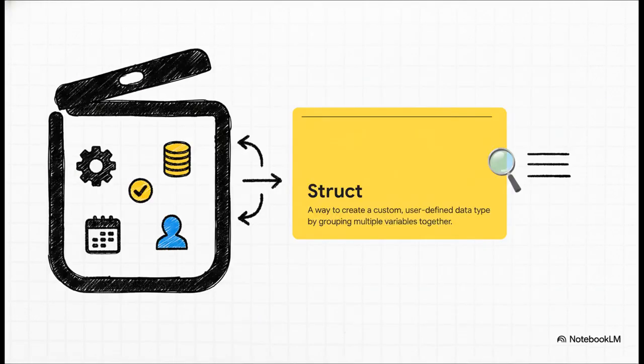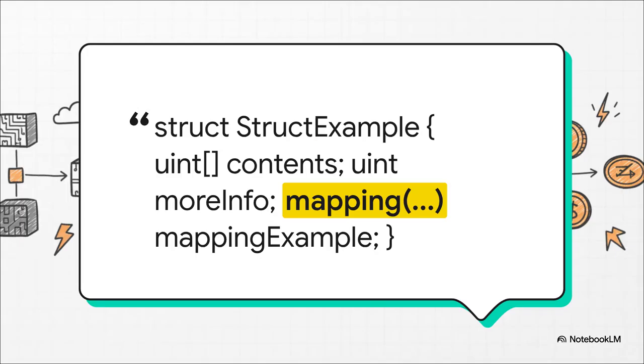But what if you need to group a bunch of different kinds of information together? Like for a user, you need their name, their ID number, and their balance all in one package. For that, Solidity gives us structs. See how this struct example works? It bundles together a list, a number, and even another mapping all into one clean custom data type. This lets you organize really complex information in a structured way, which is absolutely essential for any serious application.